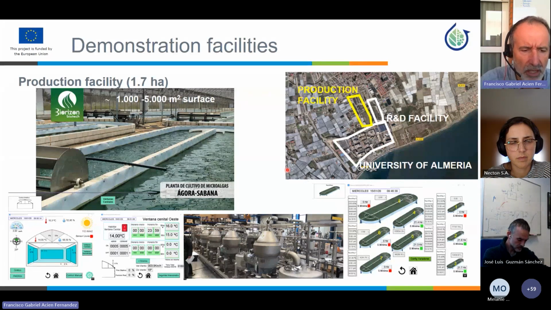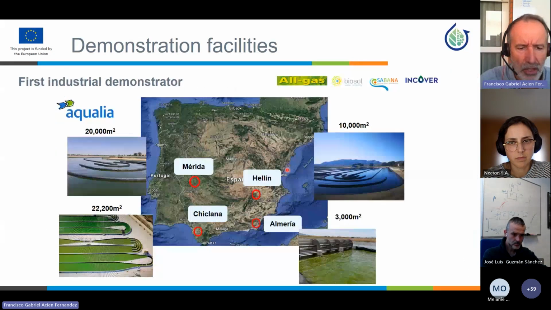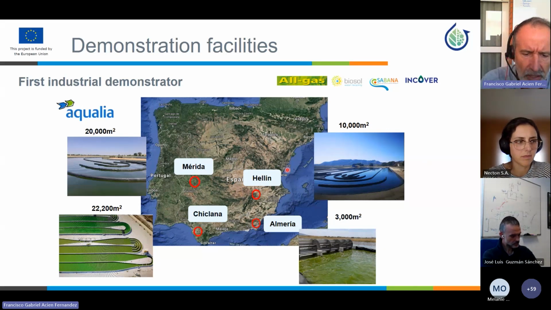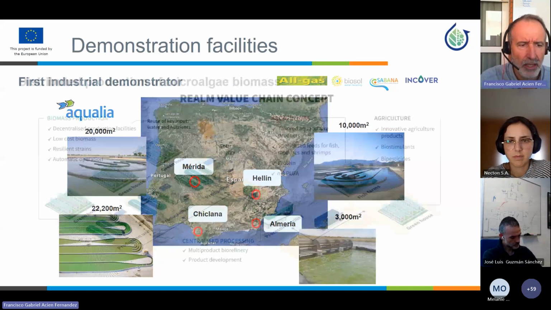These are some images of the industrial facility, 1.7 hectares already available in Almería, producing microalgae biomass for biostimulant applications. And we are also quite proud of the 4 facilities that Aqualia is already operating in Spain for wastewater treatment using this type of technologies, I mean, microalgae-based technology for wastewater treatment.